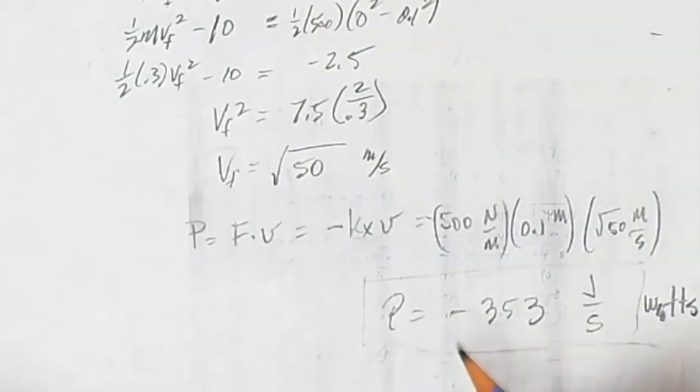What is the sign? Well, just to double check, it's moving away from the equilibrium point, which means the ladle will be slowing down. So the spring is doing negative work because it is taking energy away from the ladle.